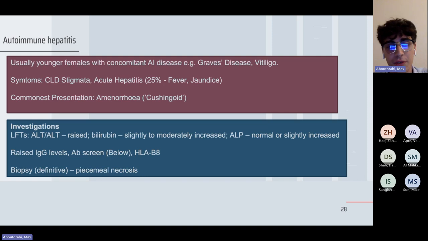That's going to be the answer for every one of these conditions. Again, you'd see a raised ALT and AST. You'd also see a raised bilirubin. You may also see a raised ALP, but that's not always the case. And then with autoimmune hepatitis, as it's an autoimmune condition, you would want to look at some antibodies that act as markers for the condition, which we'll get onto in a second. And then with a lot of liver conditions as well, the definitive gold standard investigation is a biopsy, in which with autoimmune hepatitis, you'd see something called piecemeal necrosis.